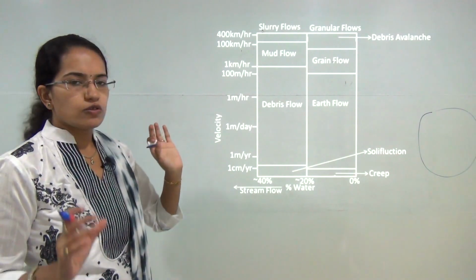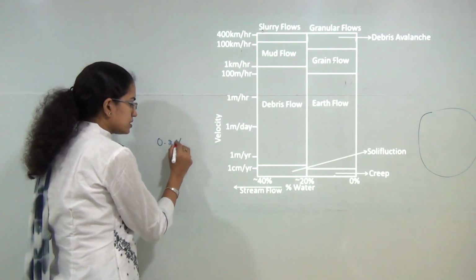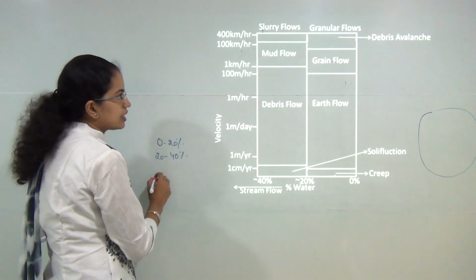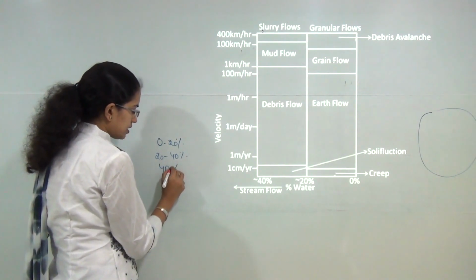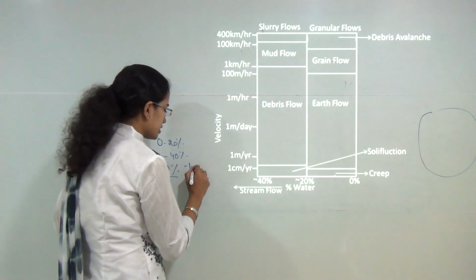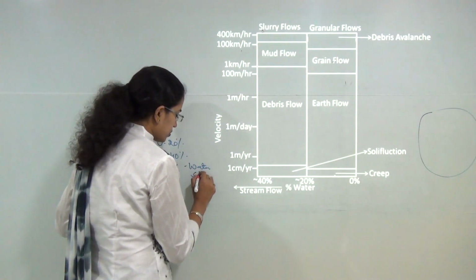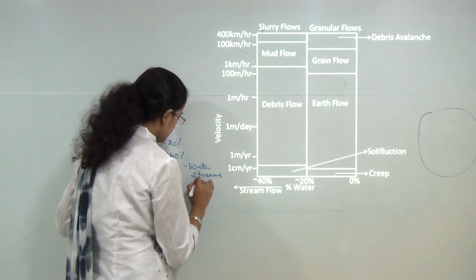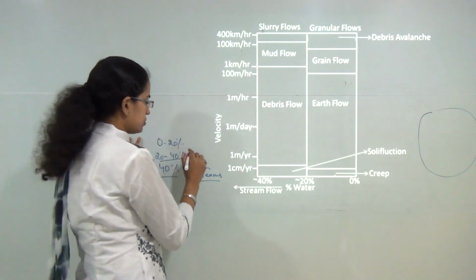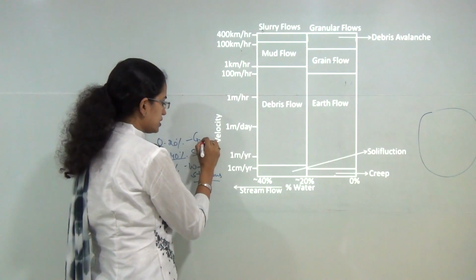Now when we talk about flows, there are 3 basic classifications: 0 to 20% of water, 20 to 40% of water, and finally 40% and above water. If it is 40% and above water, we call it water saturated flows, or we also call them streams. When the amount of water is 20 to 40%, we call those slurry, and if it is less than 20%, we call those granular flow.